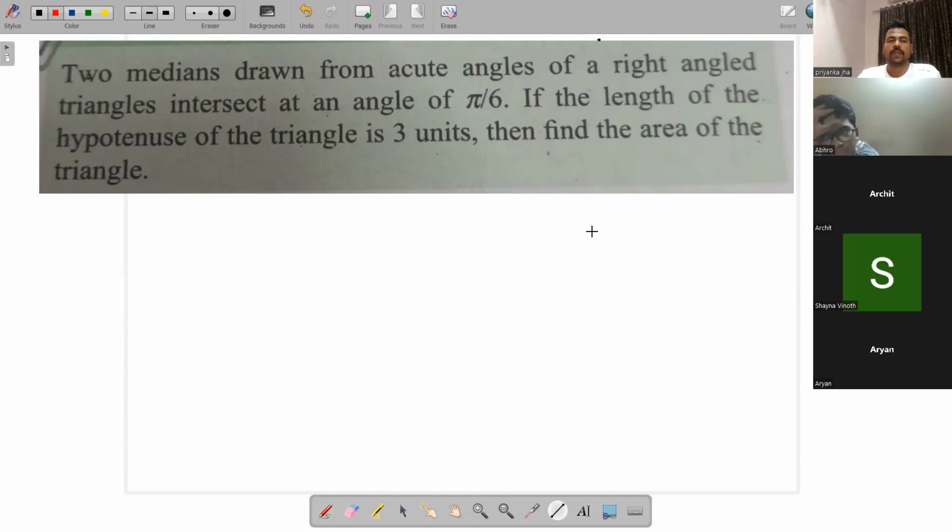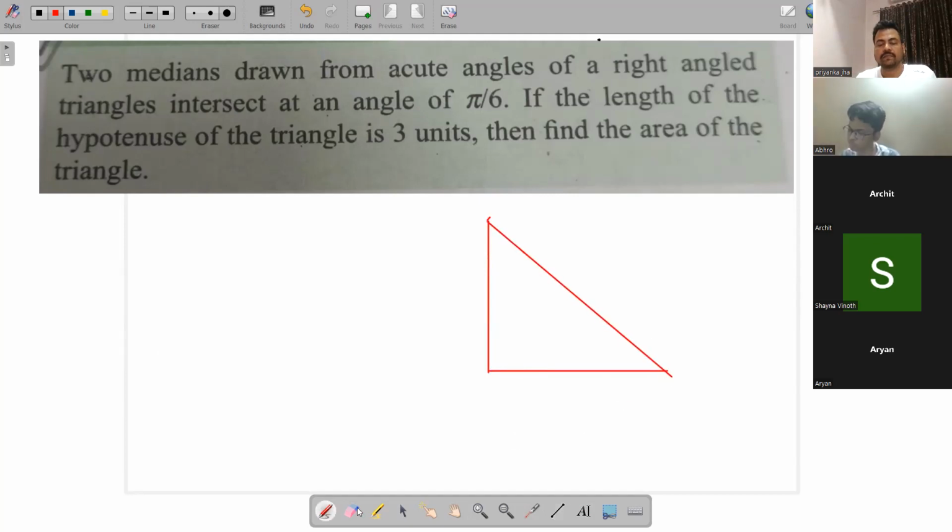See, the question says that two medians are drawn from the acute angles of a right angle triangle. Let's draw a right angle triangle. If it is a right angle triangle, then there is nothing bad in considering this as the x-axis and this as the y-axis, and this as the origin. It is always recommended, to make the question easy. So just remember this thing. Now this is the right angle, so these two will be acute angles.